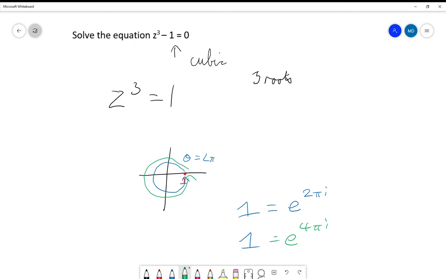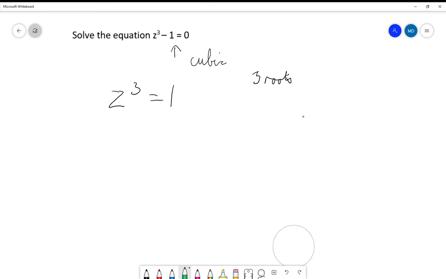The thing we want to take the root of, rather than just writing its principal angle, we need to consider all the possible angles it could take. So we're going to write 1 as being equal to e to the 0 i, certainly, because 0 is our principal angle, plus 2 pi n i. And in this case, that just means it's e to the 2 pi n i, and of course n needs to be an integer.